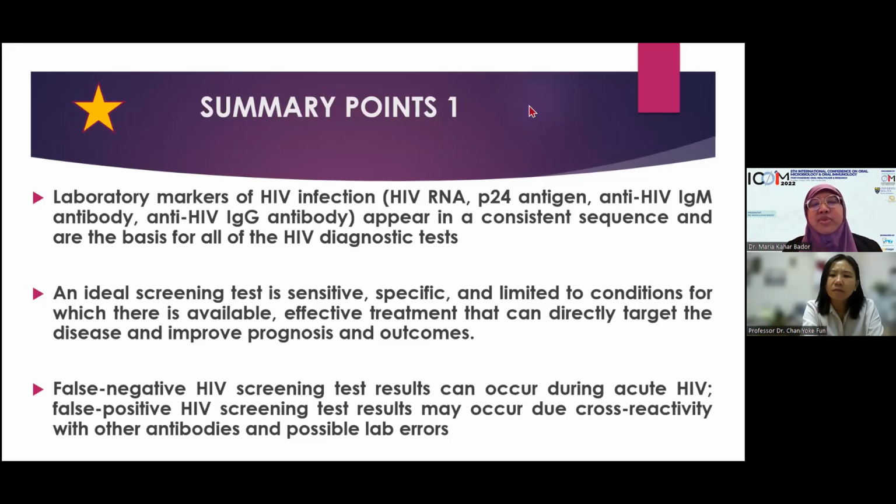False negative HIV screening tests can occur during acute HIV. And this is where these new tests are trying to sort out the false negative and false positive during the early stages. False positive HIV screening test results may occur due to cross-reactivity with other antibodies and, hopefully not, but possible lab errors.